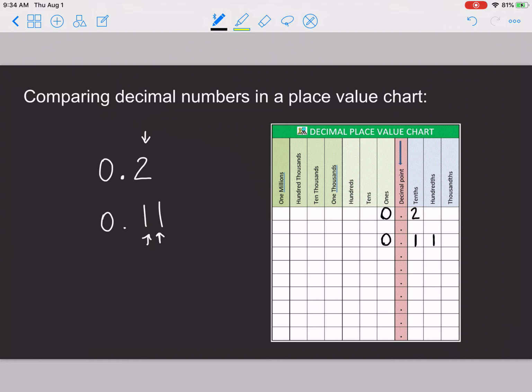Now, what I'm going to have to do is I'm going to have to start going through from left to right, from the greater value, and work my way down to the lower values. And I'm going to compare the digits in each place value. So I'm going to start with my ones place. That's the highest value in this number. And here I have a 0. I have a 0 in the first number, and I have a 0 in the second number. So this place value has equal value at this point.